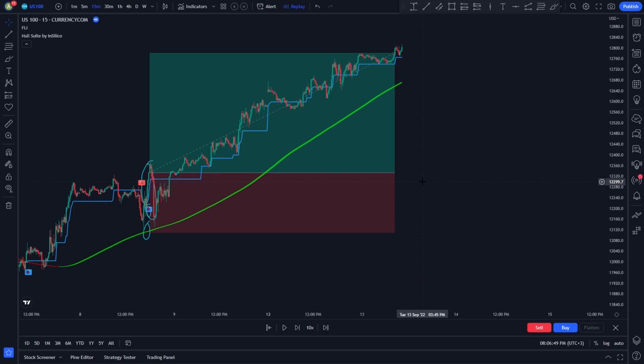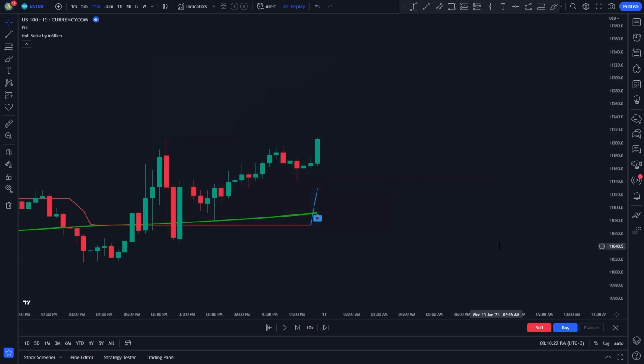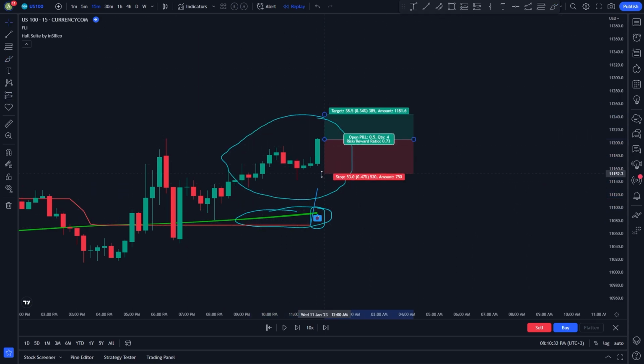Let me show you one more long position example. Here, we have a buy signal issued by the follow line indicator. The Hull Suite line is colored in green, and the price is trading above it, so we enter a long position. We set our stop loss at the recent lowest price, and we set our take profit at 2 times the risk.